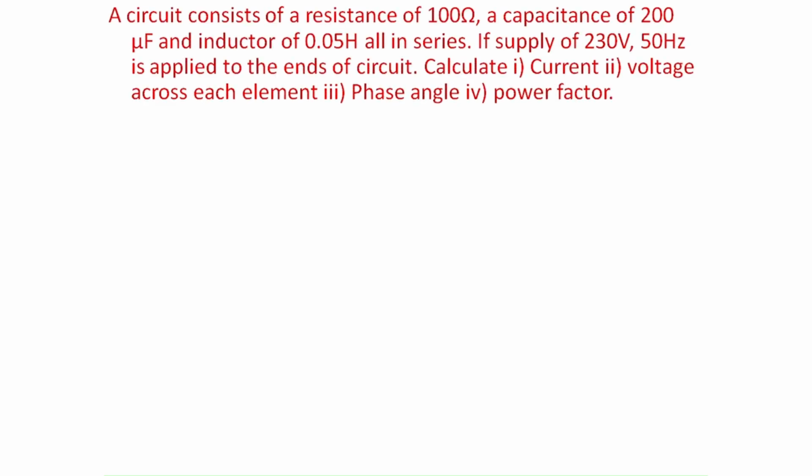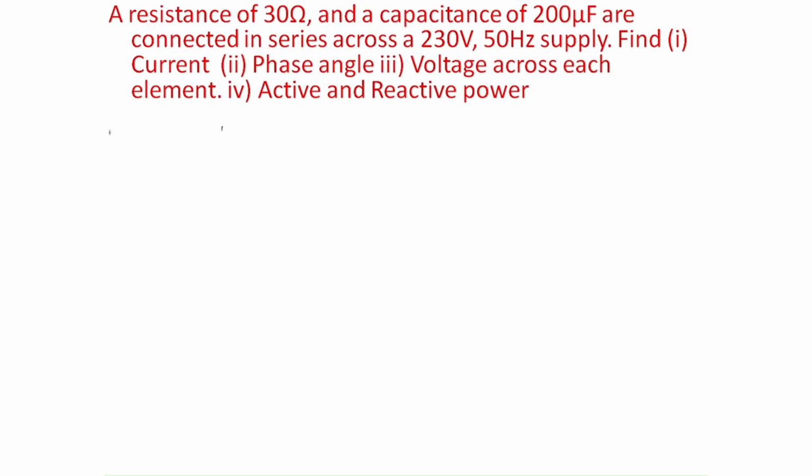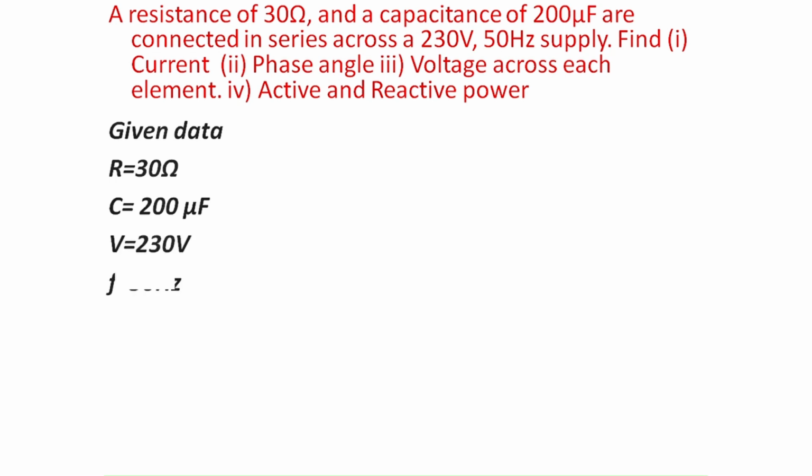In the given problem, resistance R equals 30 ohms and capacitance C equals 200 microfarads are connected in series across 230 volts. Therefore, the RMS voltage V equals 230 volts and frequency F equals 50 hertz. First of all, we need to find out the value of XC. XC means capacitive reactance, XC equals 1 by omega C, where omega equals 2 pi F.